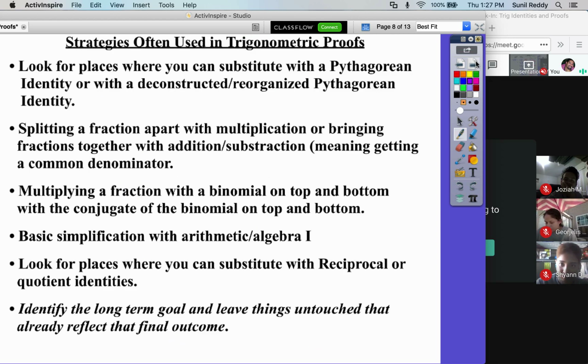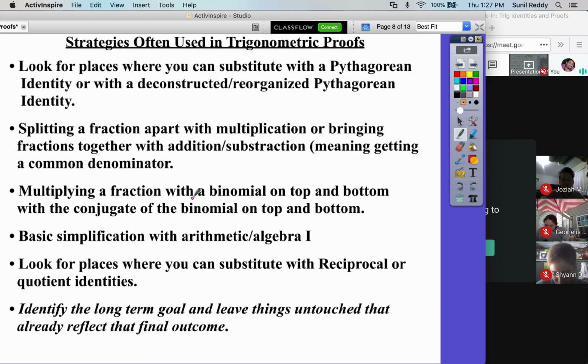Okay, I'll move forward. So the next thing in the notes was just a list of strategies that should be helpful when you do the proofs that I sent you. So looking for places where you see Pythagorean identities or reorganized versions of Pythagorean identities. Splitting fractions apart with multiplication or bringing them together with combining, getting a common denominator. That was done in the proofs.